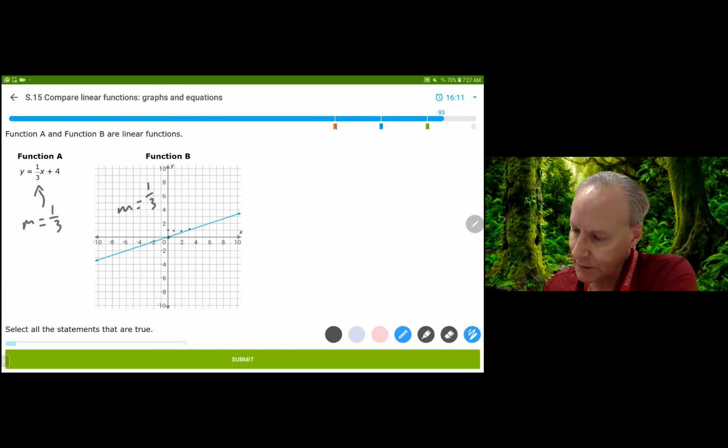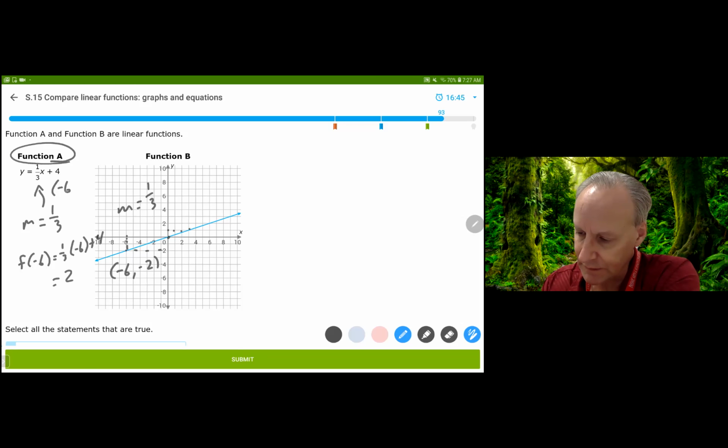And we also want to compare what happens at -6. Well, -6, this one is -2. We sometimes say that f of -6 equals -2. That's another way to say the same thing. And for this one, f of -6 is when you substitute the -6 in, you get 1/3 of -6 plus 4, which happens to be +2. So function A has a larger value at -6 because it's going to be -6, 2.